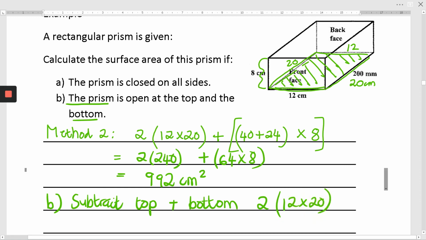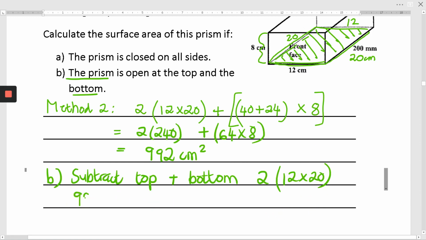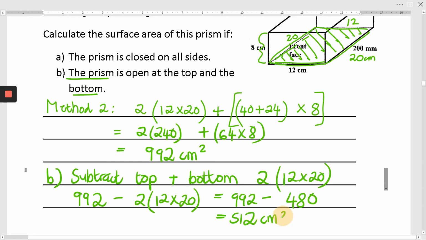It's 2 of the 12 by 20. So I'm going to take my 992, which I got from either of the methods above, and I am going to subtract 2 of the 12 by 20, and that's going to give me 992 minus 480, and that answer will be 512 square centimeters.